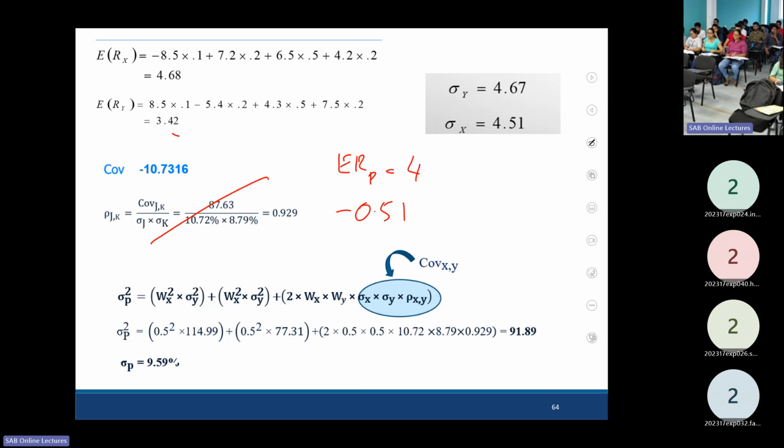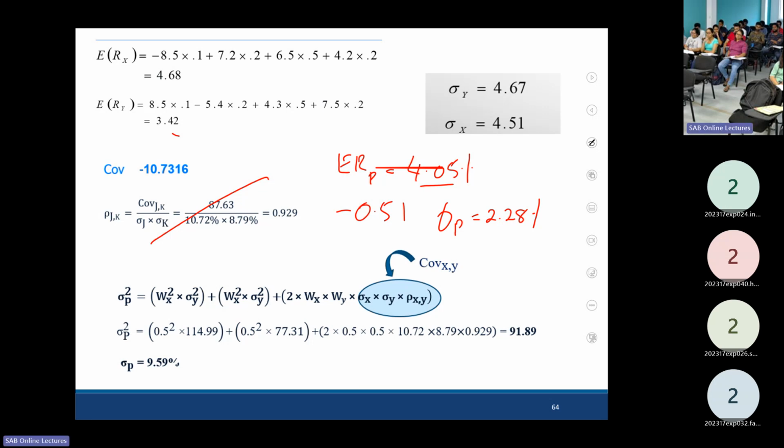Portfolio expected return was 4.05. Portfolio risk was 2.28. What can you say? If you invested in both, the portfolio return is greater than 3.42 and less than 4.68. The portfolio return lies in between these two stocks' returns.